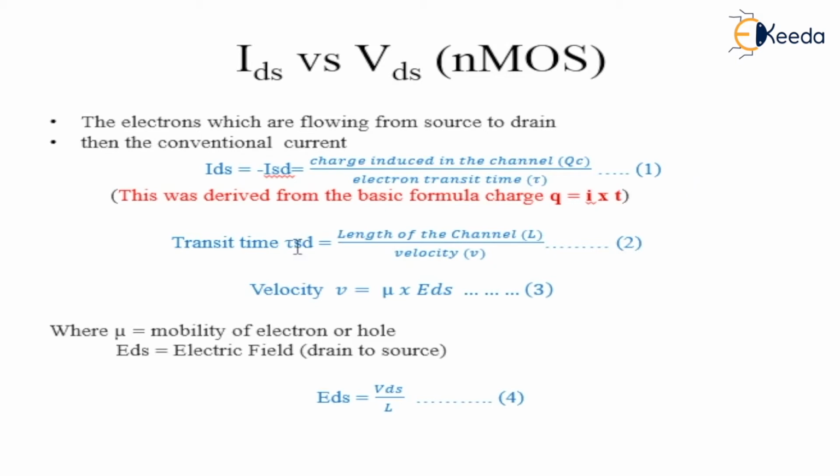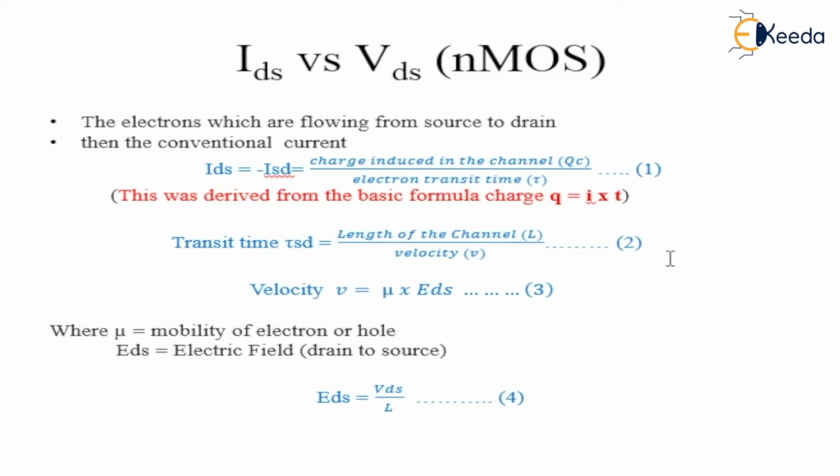Now the transit time T is equal to length by velocity. This is also a basic formula of physics: velocity is equal to length by time. The rate of change of displacement, or length, is velocity. So I have written this formula: transit time tau SD is equal to the length of the channel by velocity. I am taking this as equation number 2.